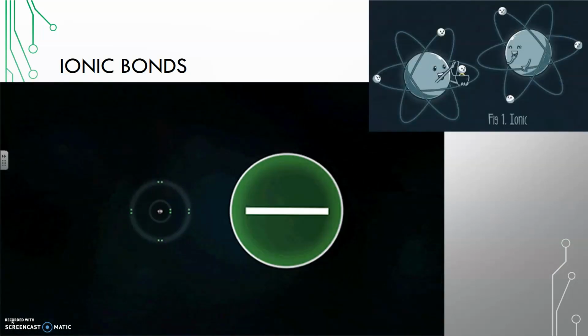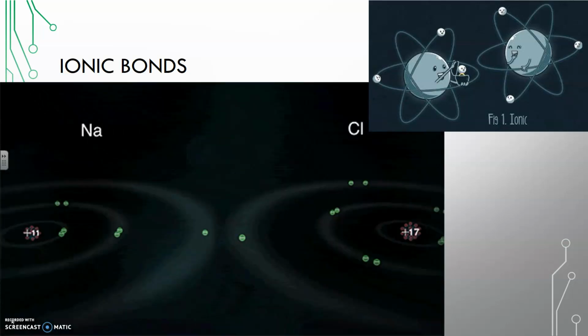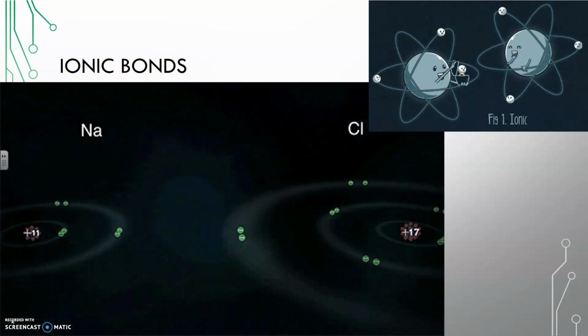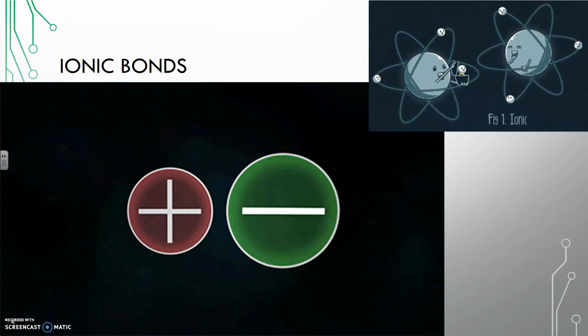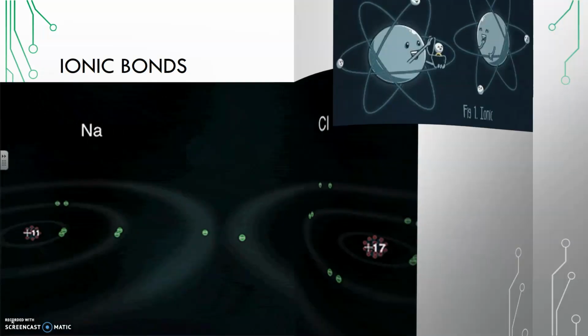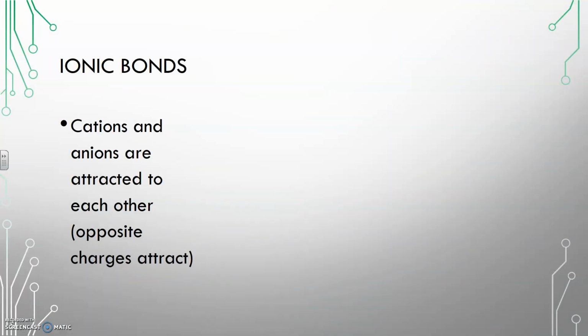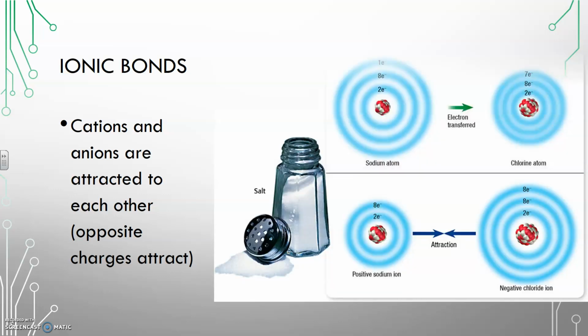I love this little figure here. You can see that it's actually giving the other atom one of its electrons. I just think it's really cute. Ionic bonds actually happen because the cation and anion are attracted to each other. This is where that phrase opposites attract comes from: opposite charges will attract each other.